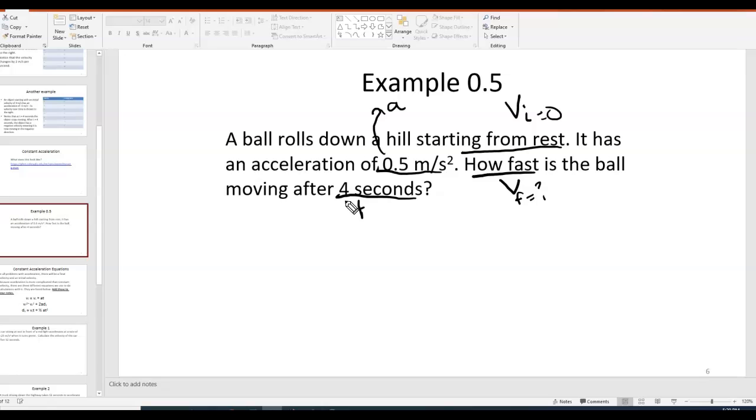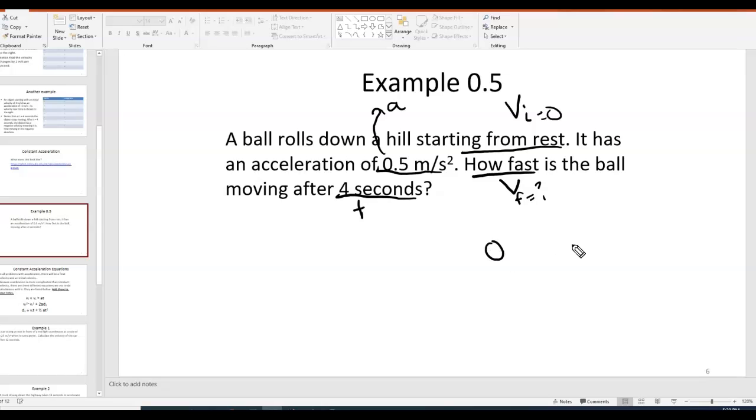This is basically a concept problem, seeing if you understand the concept of acceleration. So if you start off with a velocity of 0 and you increase by 0.5 meters per second every second, that means after 1 second has passed, the velocity of the ball is 0.5 meters per second. Okay, so I'm going to make a little chart here.